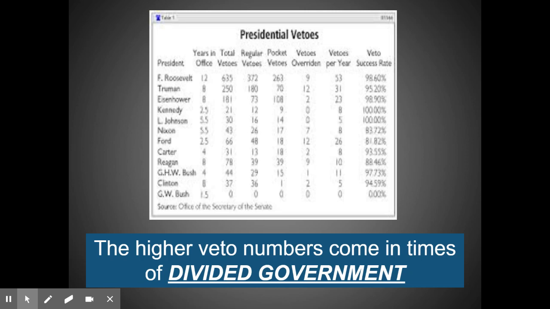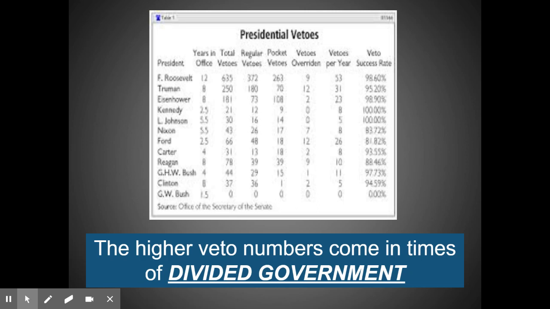Usually, the presidents that have really high veto numbers, you can generally assume that they've served in what we call times of divided government. Divided government is when Congress is controlled by one party and the president would be of the opposite party. So clearly they disagree on how to handle things. Then you would generally see a lot of vetoes.